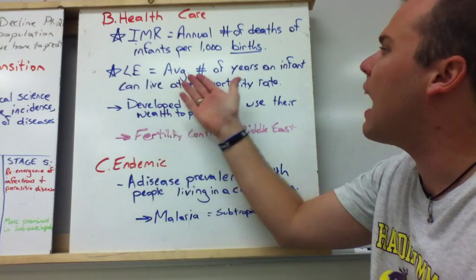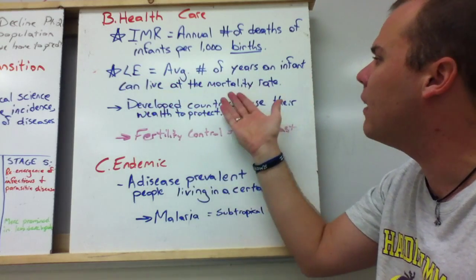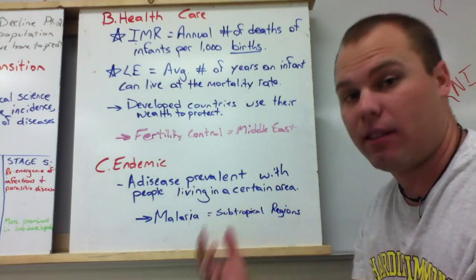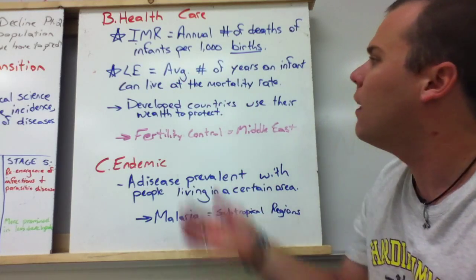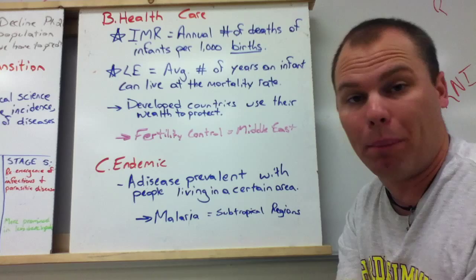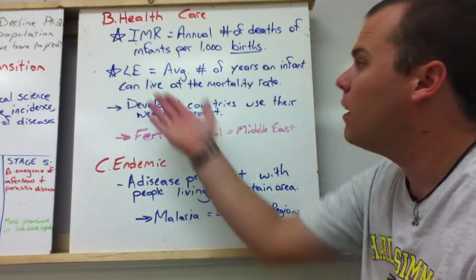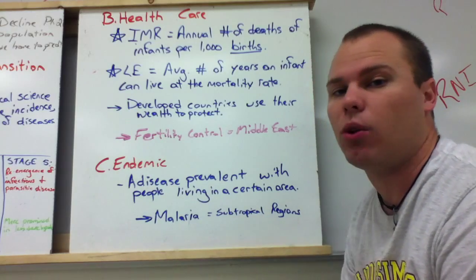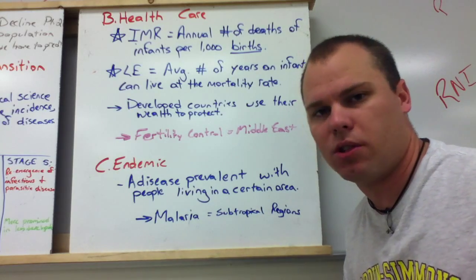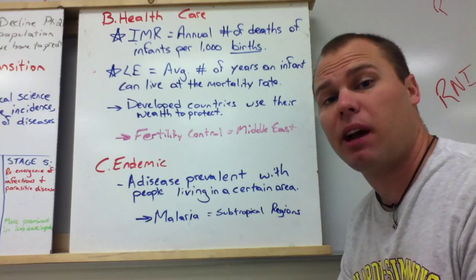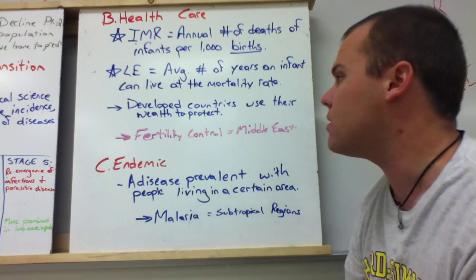Life expectancy is the average number of years an infant can live at the mortality rate, the crude death rate that's already there. That's how long you're expected to live from birth. Overall, for the whole world population, life expectancy is steadily increasing over all of the countries in the world. It's steadily getting better, and that is because of medicine and the distribution of medicine.